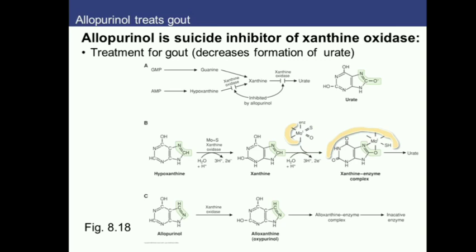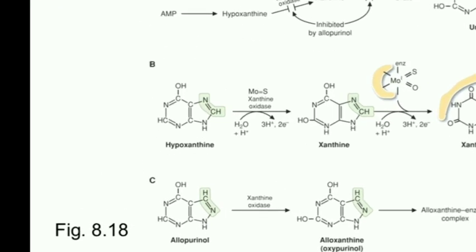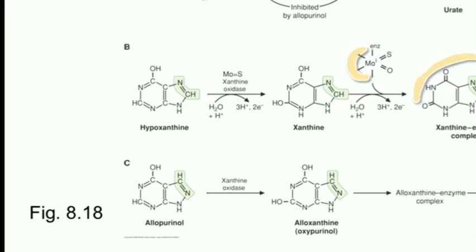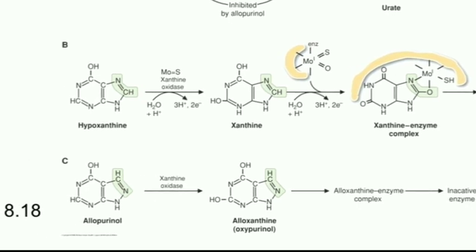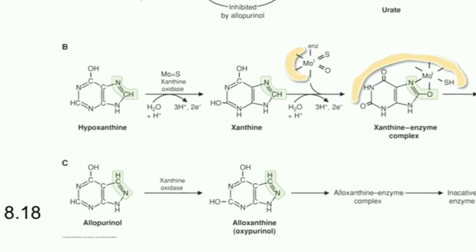So the allopurinol, which acts as the suicide inhibitor of the xanthine oxidase, when acted upon by the xanthine oxidase enzyme, gets converted to its more potent form called alloxanthine or oxypurinol, and later the alloxanthine enzyme complex will result in the inactivation of the enzyme permanently.